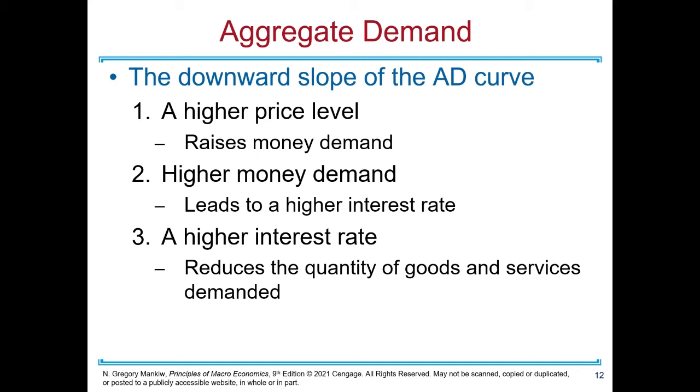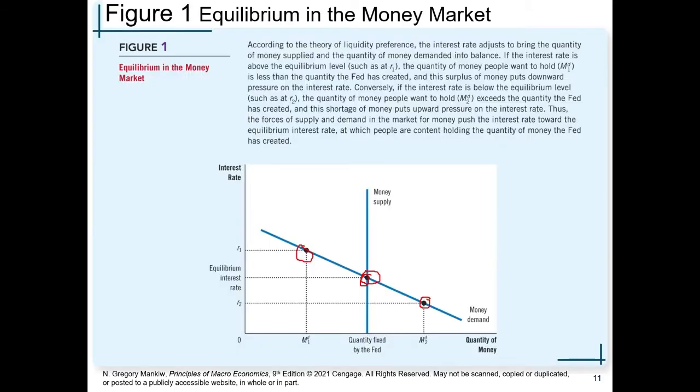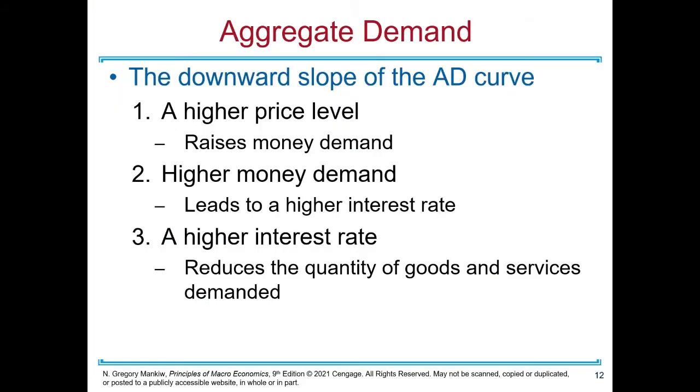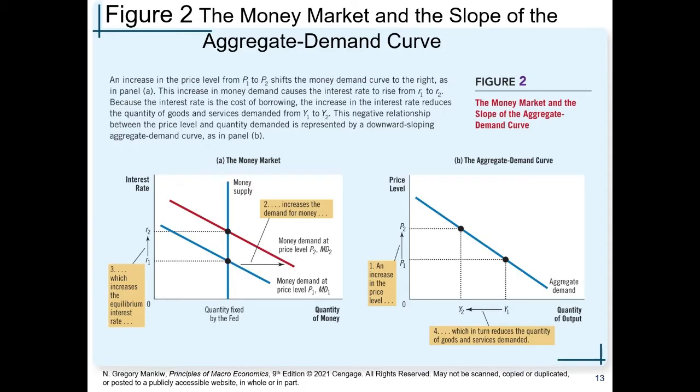So what does this demonstrate, right? This helps demonstrate that the aggregate demand curve is downward sloping again. Higher interest rate, lower quantity demanded of money; lower interest rate, higher quantity demanded of money. So this helps explain why the AD curve is downward sloping, or negative. Let's look at figure 2.